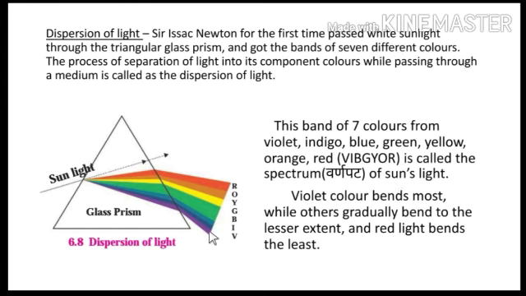Here you can observe the violet light ray is bent the most, and red color bends the least, and other light rays are bending in between these two. Okay, this is the phenomenon of dispersion of light.